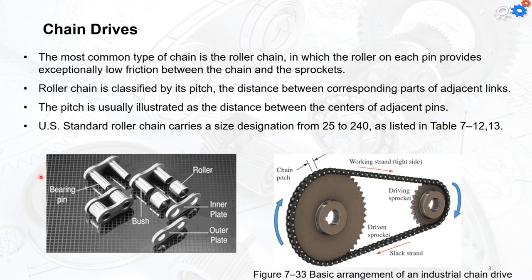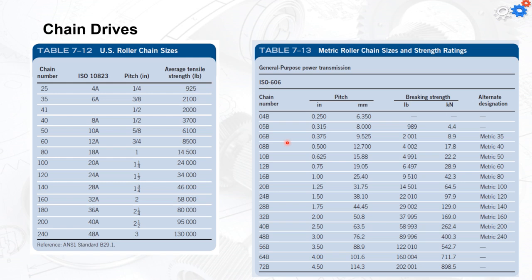The pitch is usually illustrated as the distance between the centers of the adjacent pins themselves, and the US standard for roller chain carries the size designation from 25 to 240. You can check that in tables 7-12 and 7-13. You can see that these are the chain numbers you are going to take for your design, and this is the equivalent ISO standard for them. It will tell you the pitch value in inches and the average tensile strength we are going to have for these chains.